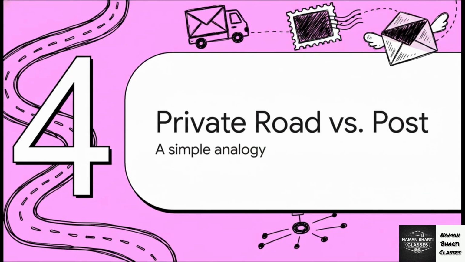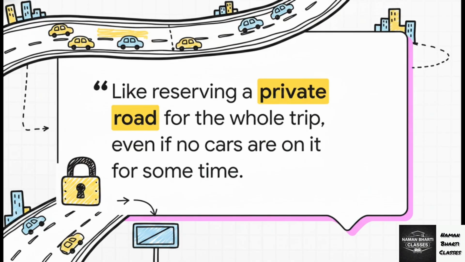And to make this really, really clear, we're going to use a dead simple analogy. Just think of it as the difference between reserving your own private road versus just using the regular old postal system. This quote absolutely nails the first method, circuit switching. So imagine you need to send a bunch of cars from one city to another.